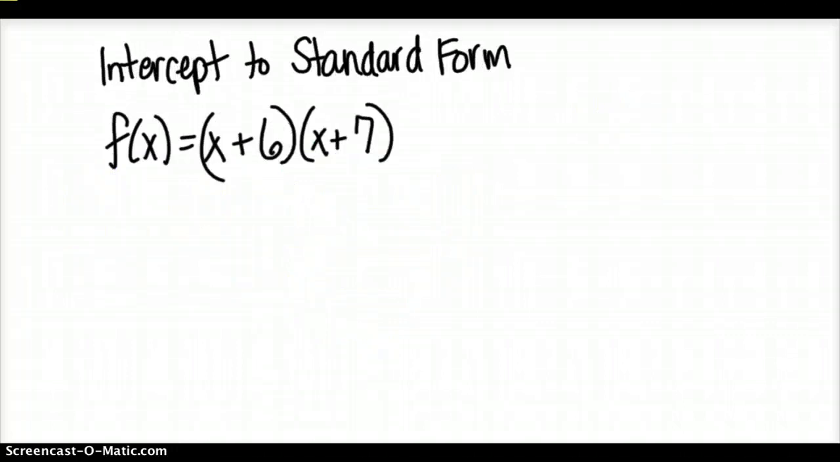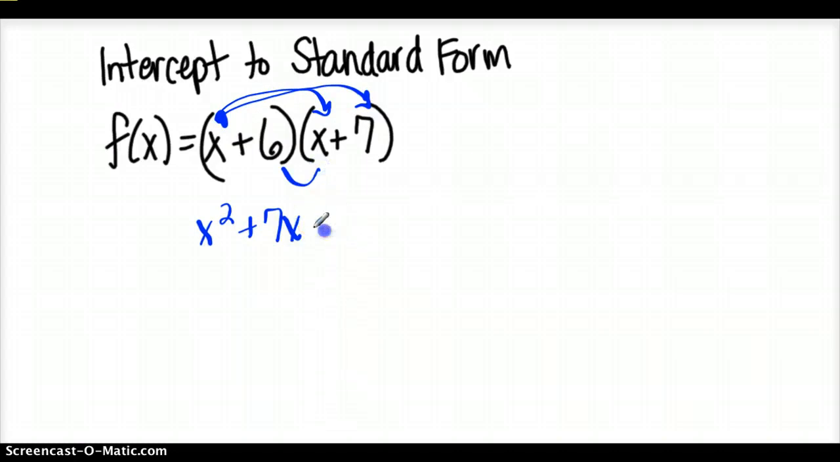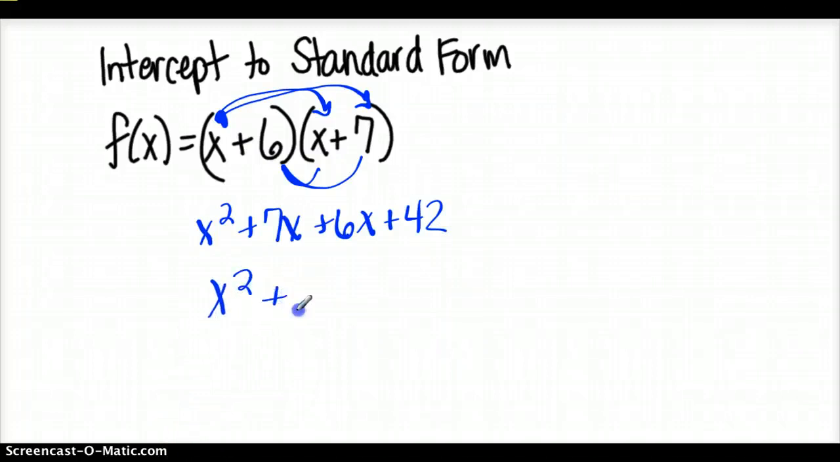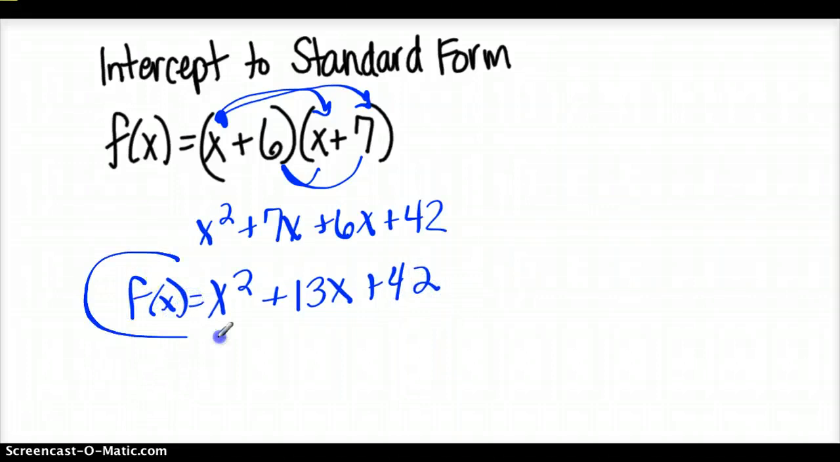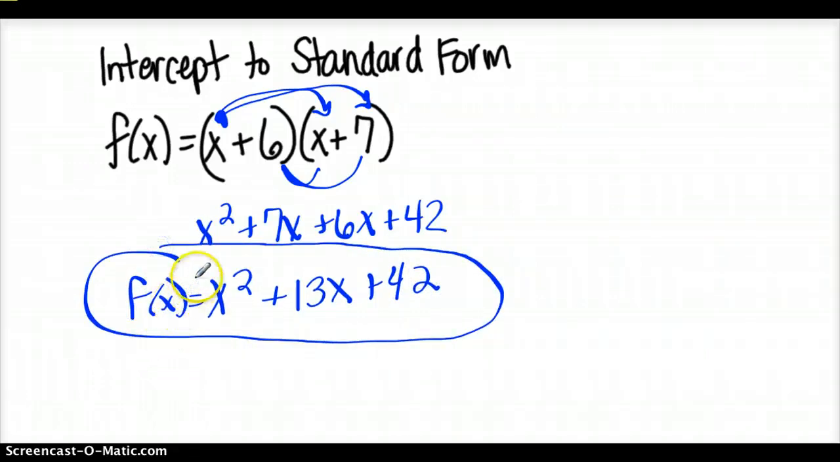Okay, intercept to standard form. So you're given intercept form, and then you're going to standard form. All you have to do is distribute. So you're going to take that x through, which would be x squared, and x through the 7 is positive 7x, and then 6x, and then 42. Put those together, you would get 13x in the middle, and f of x would equal that. So that is in standard form now. So intercept to standard form is just the FOIL method.